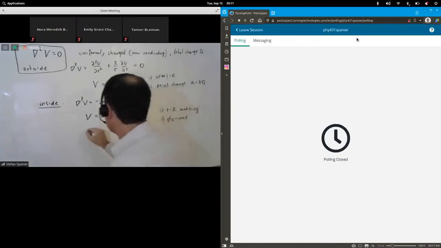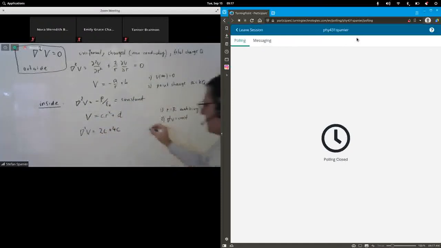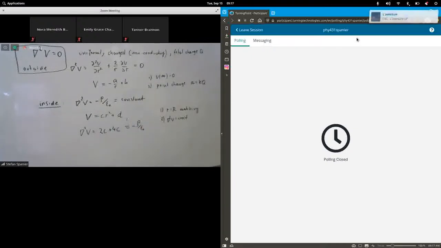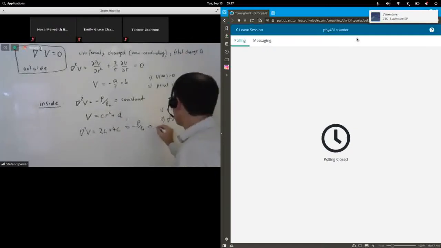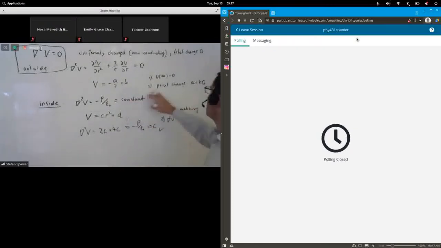To get this as 2c plus 4c, no? And this is minus rho over epsilon here. And this gives us c. We're left with D, the D we get out of the matching. So the answer here was B is 0. A is KQ, to make this really a potential that vanishes. We discussed it in the previous example. B has to be 0.